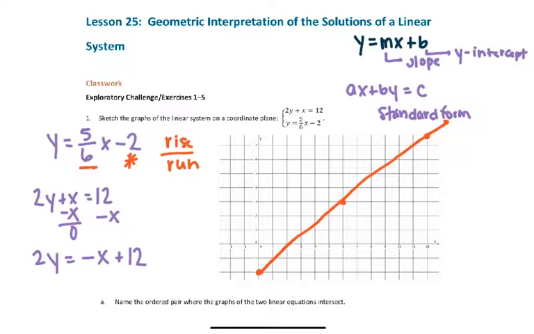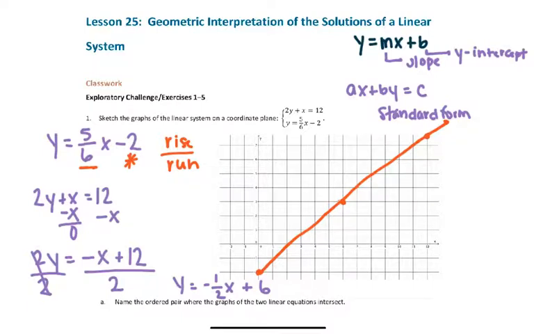Now I want that y all by itself. So I'm going to divide both sides of my equation by 2 to get that y by itself. And so now I have y equals negative 1/2 x plus 6, because I divided both my variable and my number on the right side of my equation by 2.